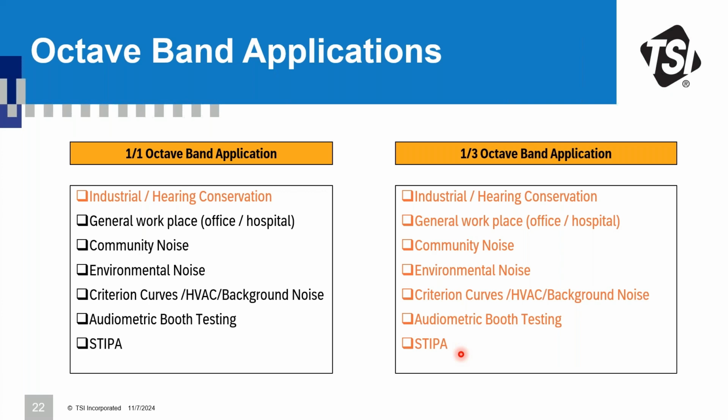But ideally, the 1/3 would do everything else from the general workplace all the way to speech intelligibility applications. So if I only had an industrial occupational hearing conservation job, I'm better off, or I can get away with just using 1/1. But if my application spans across community noise and environmental noise and everything else besides this, 1/3 would be a better option. Although you might get away with using the 1/1 to mitigate some of these applications, right?